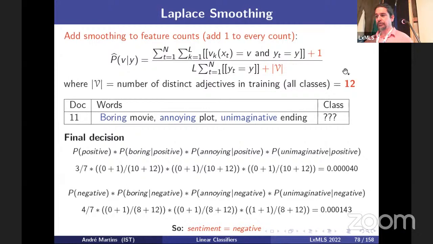All right. So now if you take the same example that we had before, we get a probability of this value. It's still a very small number, but it's not 0. We get this number for the positive class and we get this for the negative class, which makes the model predict negative.